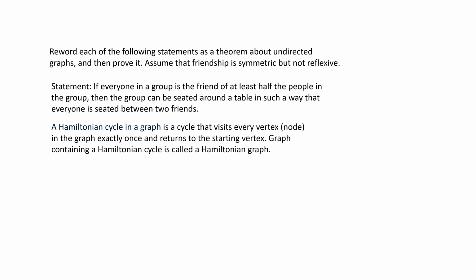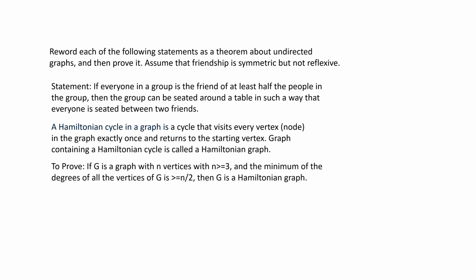So given that we know what a Hamiltonian cycle and a Hamiltonian graph are, we can reword the given statement as this theorem: if G is a graph with n vertices, with n greater than or equal to 3, and the minimum of the degrees of all the vertices of G is greater than or equal to n/2, then G is a Hamiltonian graph. So we have to prove this.